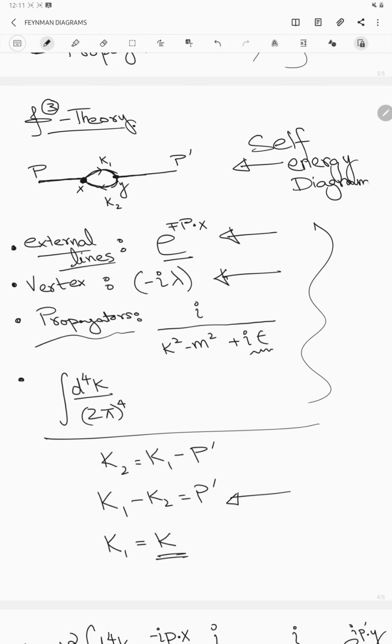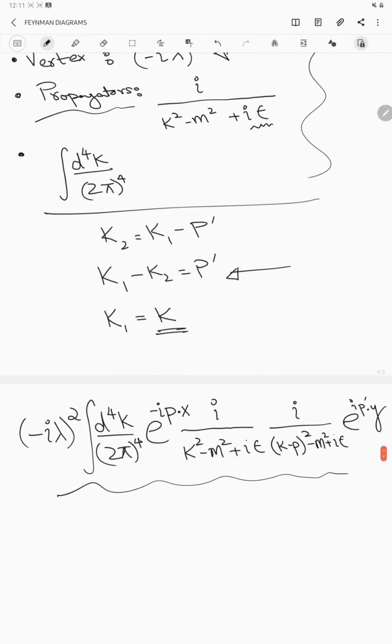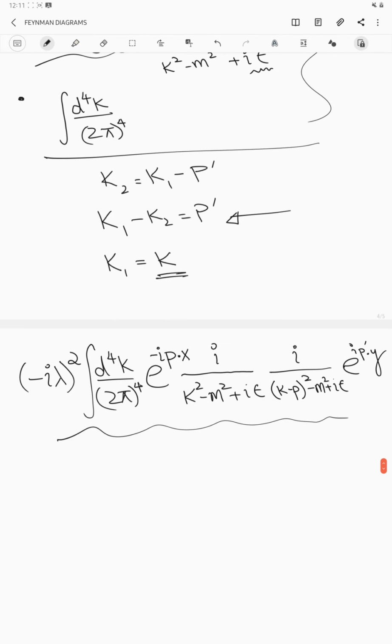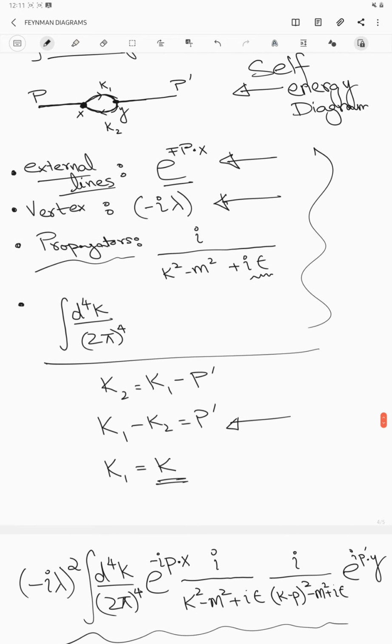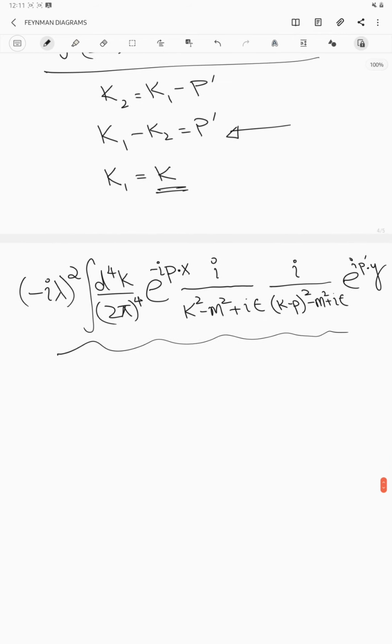So this was the whole point of the video, to show you what a Feynman diagram is and how you can write down the Feynman rules for a particular Feynman diagram. But of course, I am definitely not going to solve this integral, because it is an extremely complicated integral.